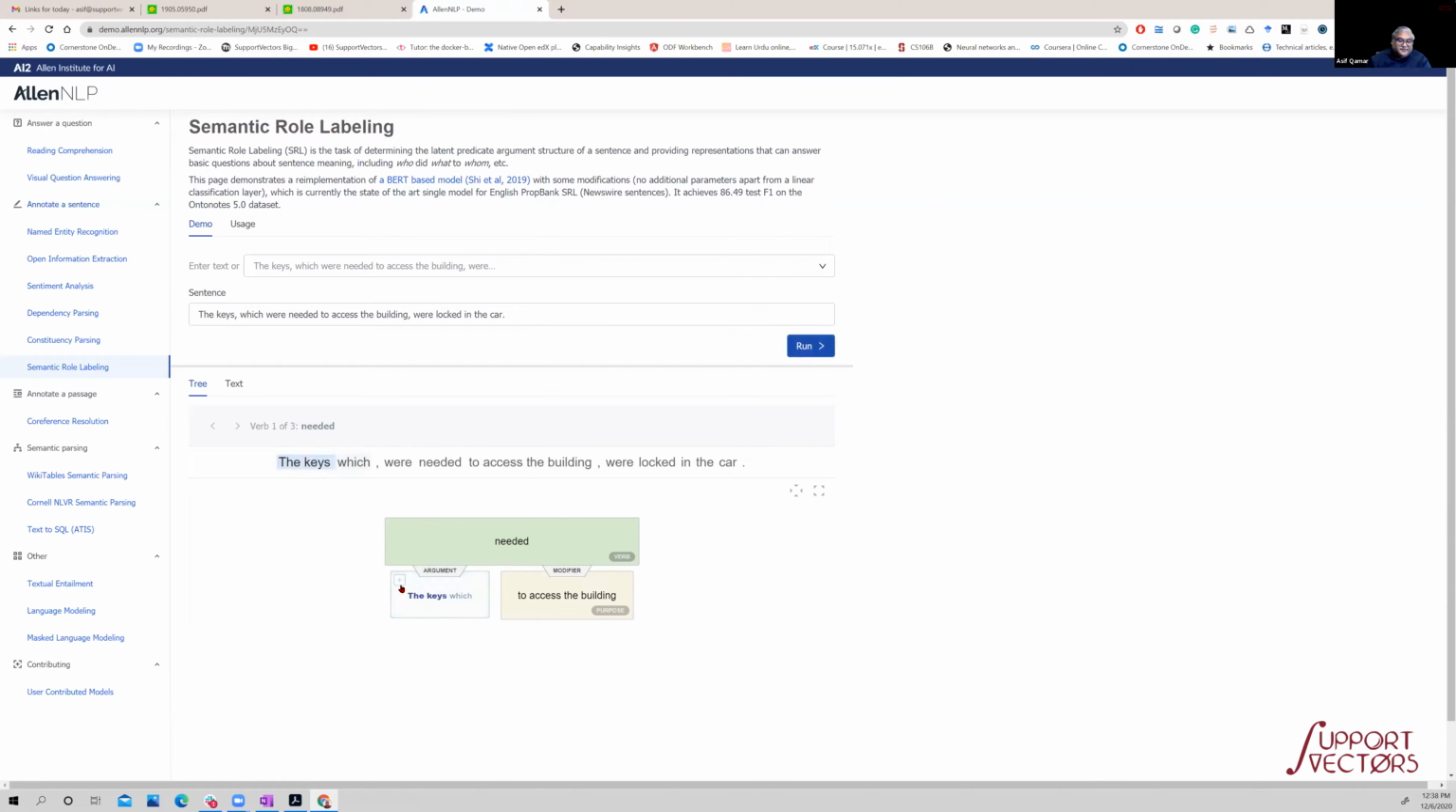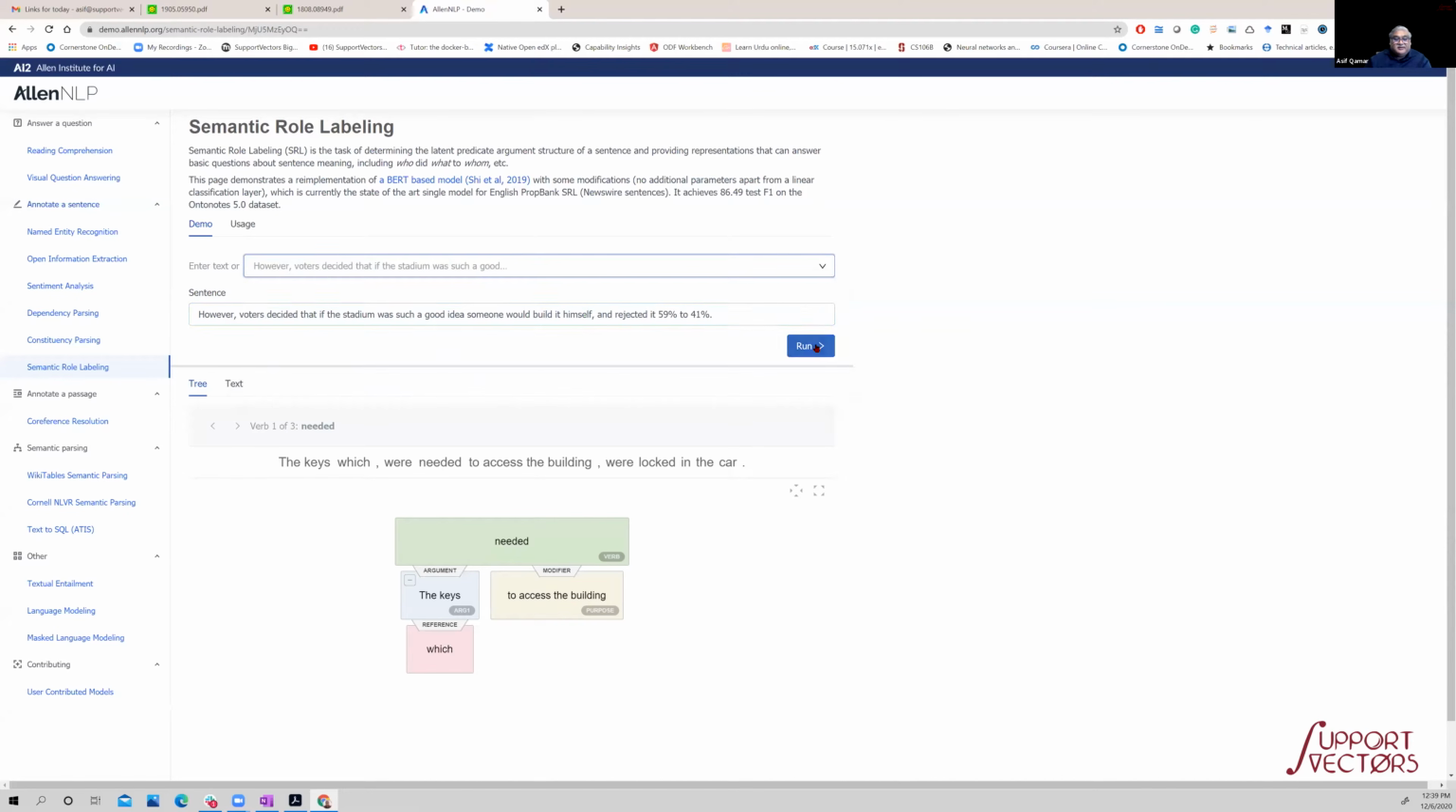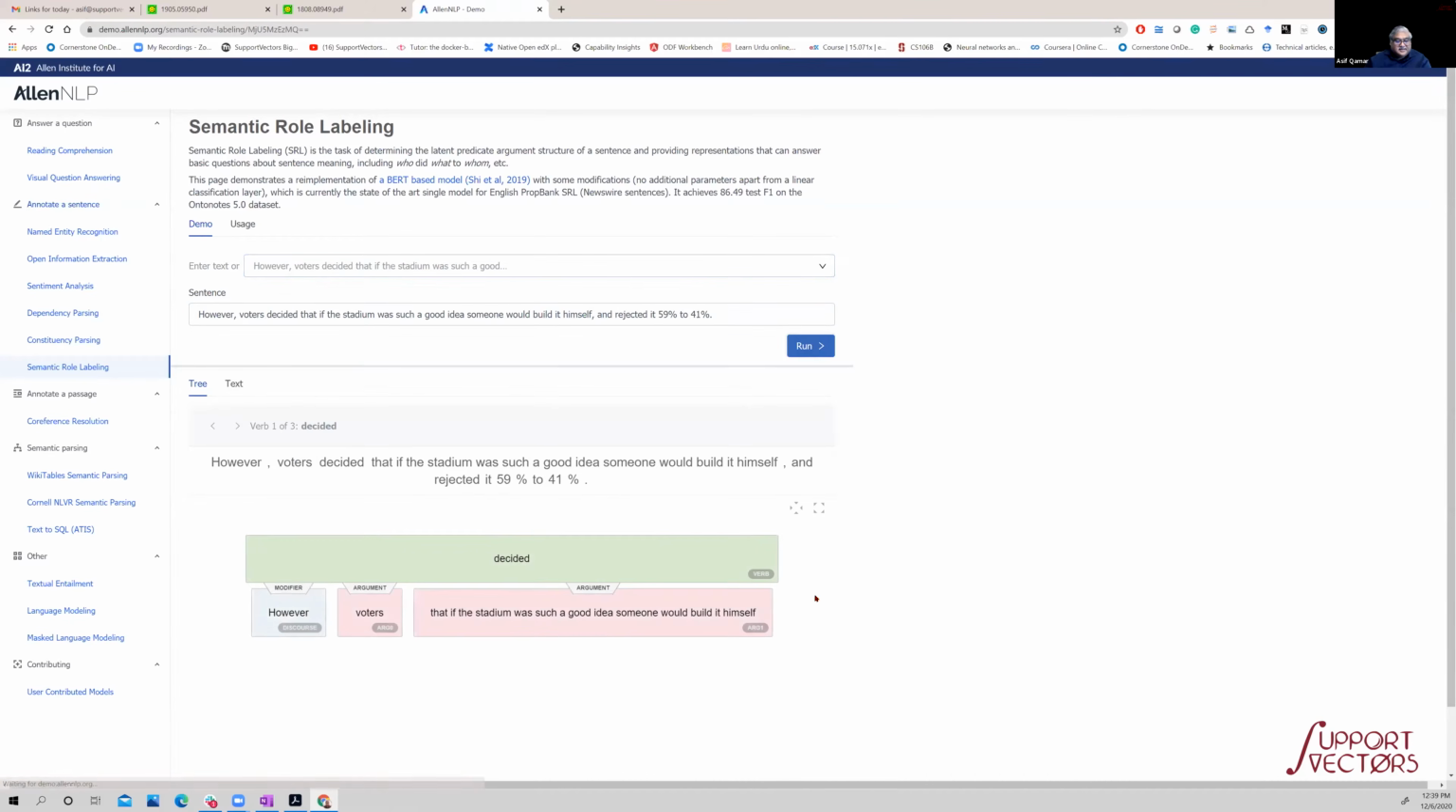Are we together, guys? And you can do further things. The keys, which, this is a reference word, which. Now let's try something else. So guys, are you understanding it? I'm just showing fairly, hopefully, basic things.